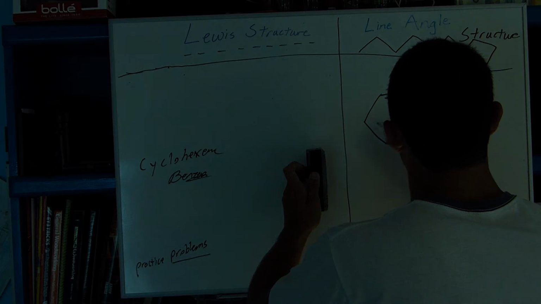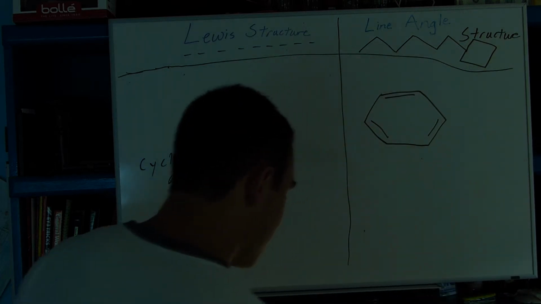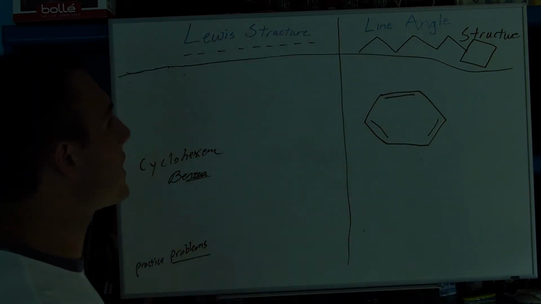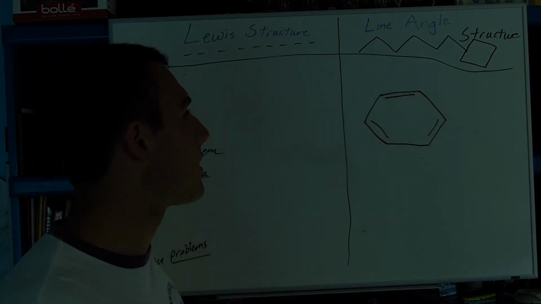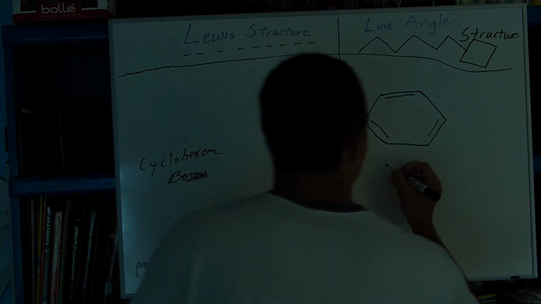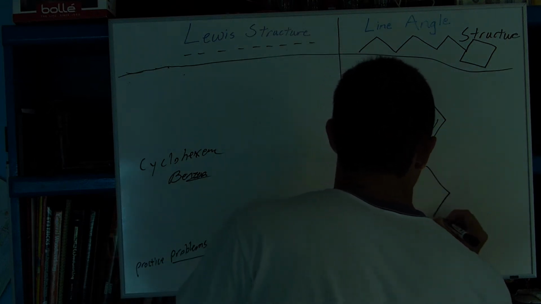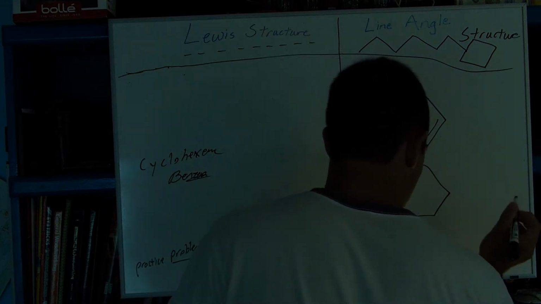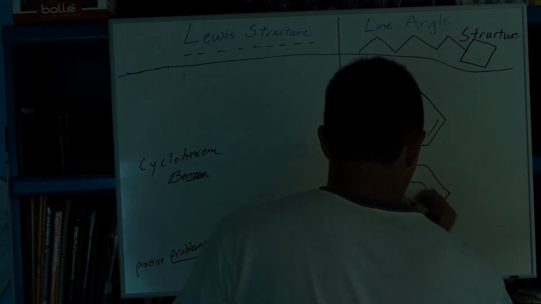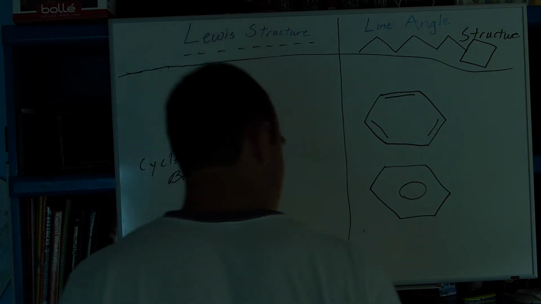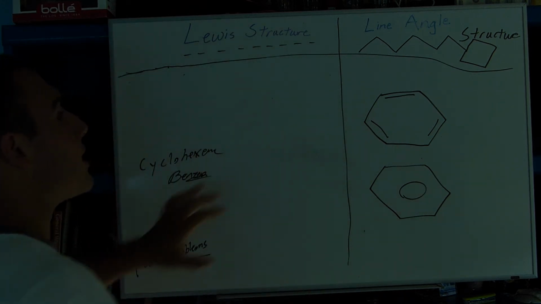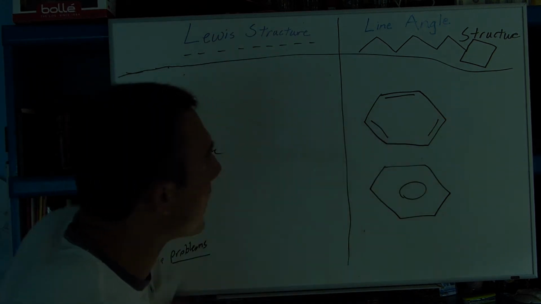So, benzene has its own name. Double bonds. Here, here, and here. You can also draw it, if you're going to take a guess before I show you, go ahead. You're right, with a circle. That's another way of seeing benzene. Pretty interesting. So, those are two ways on the line angle structure.